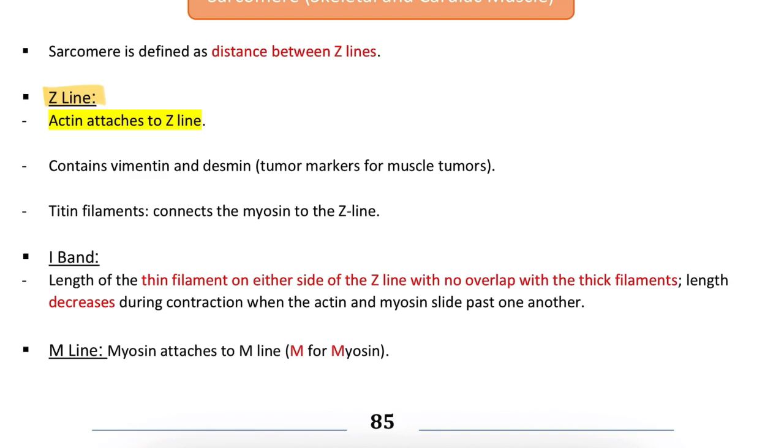If any patient has compartment syndrome, and it goes to severe cases, then we get rhabdomyolysis. The Z line also anchors titin, a protein that connects myosin to the Z line, maintaining sarcomere elasticity. So desmin is a high yield marker for soft tissue tumors involving muscles.